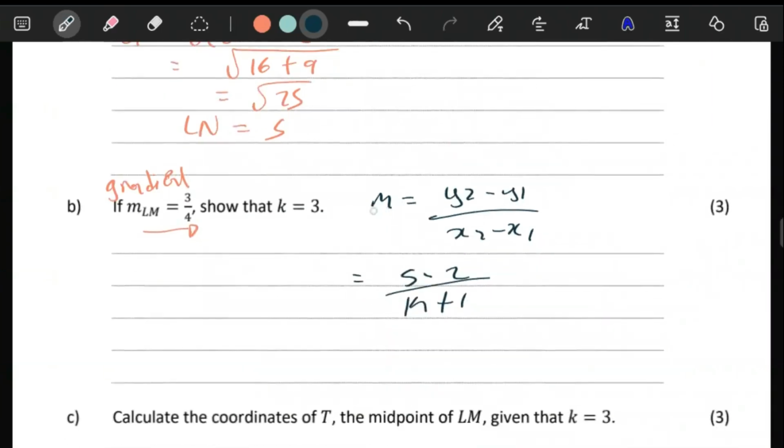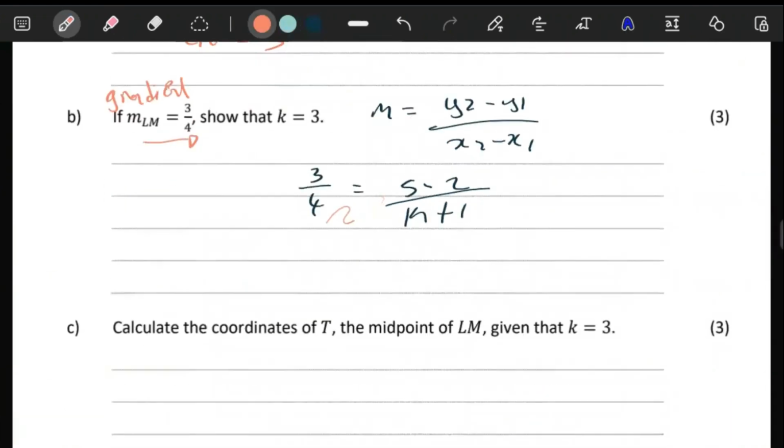The gradient you have here is 3 over 4, you see. So here you can just cross multiply. 4 times the value on top, 4 times 3, which is 12. 3 times the value at the bottom, 3 times k plus 1, it's 3k plus 3. And then you have 12 minus 3, which is 9. Divide both sides by 3. Your k is 3.